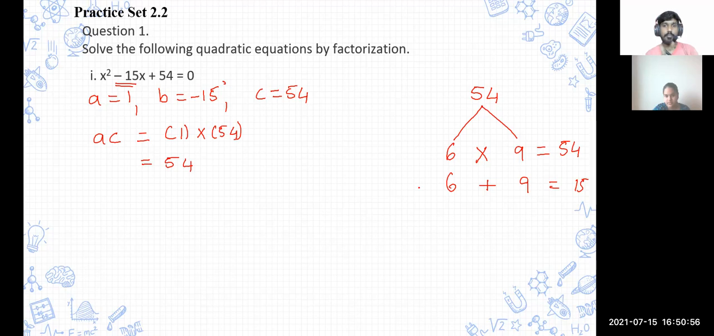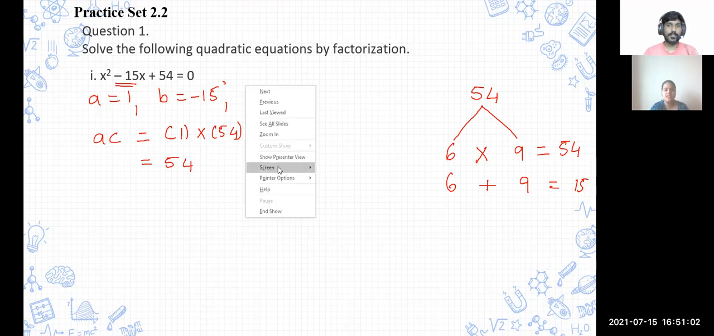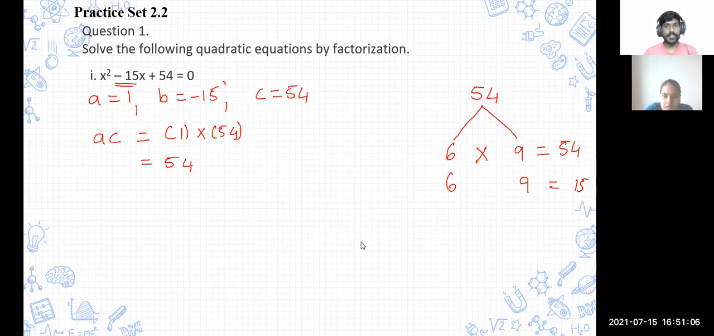What if you take both negative? So minus 6 minus 9 will give you minus 15. So you have to take both negative. Minus minus plus, but the sign of the greater number, so it is minus 15. And minus 6 into minus 9 is plus 54.